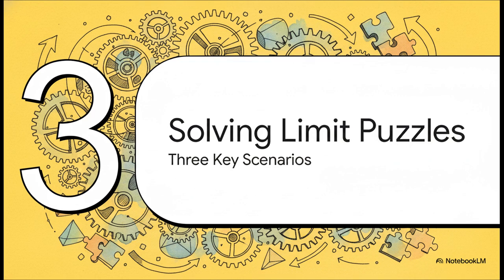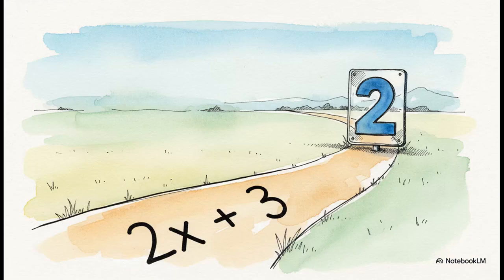All right, now that we have the rules and the lingo down, let's actually put this into practice. We're going to look at three super common puzzles or scenarios that you're pretty much guaranteed to run into when you're solving for limits. So our first puzzle, this is what I call the straightforward path.